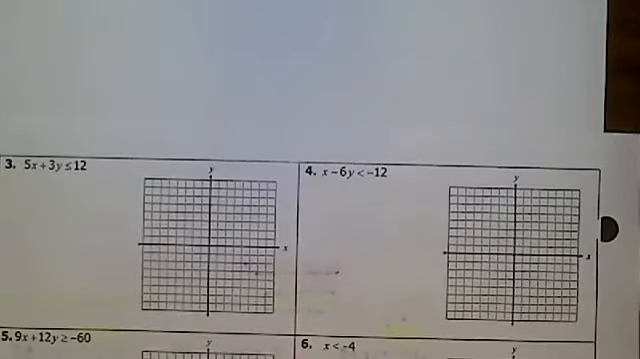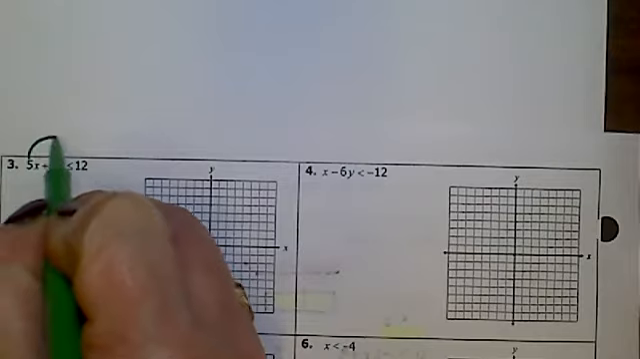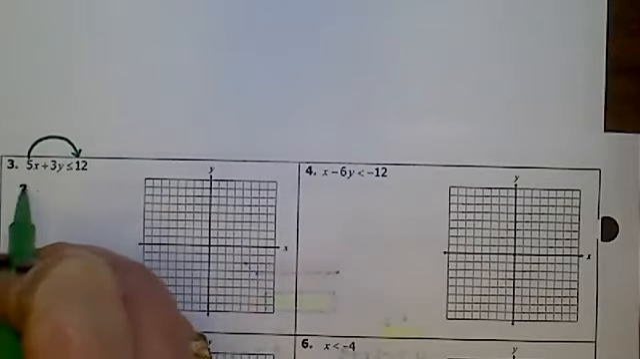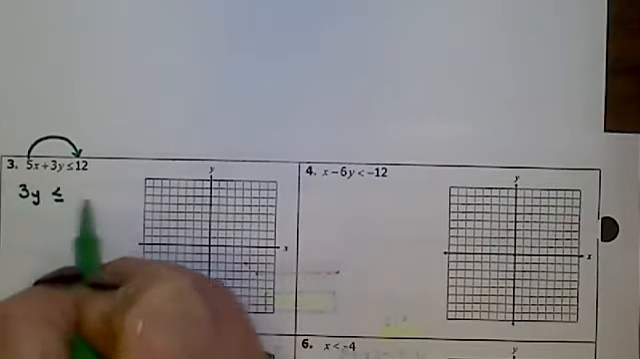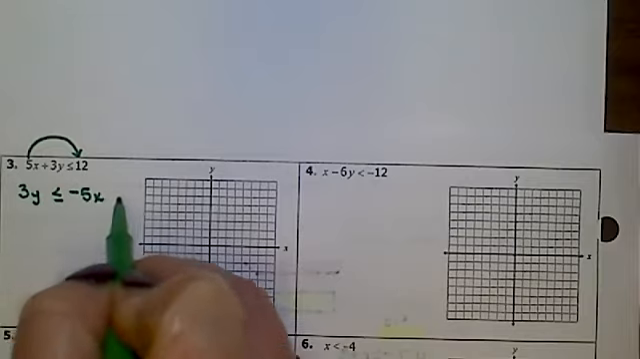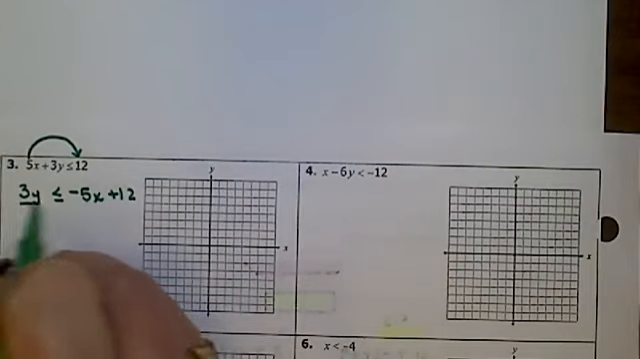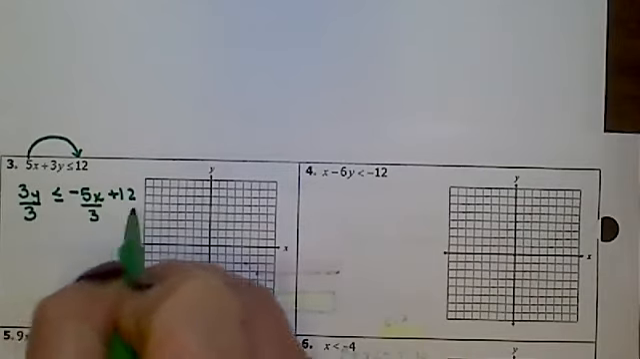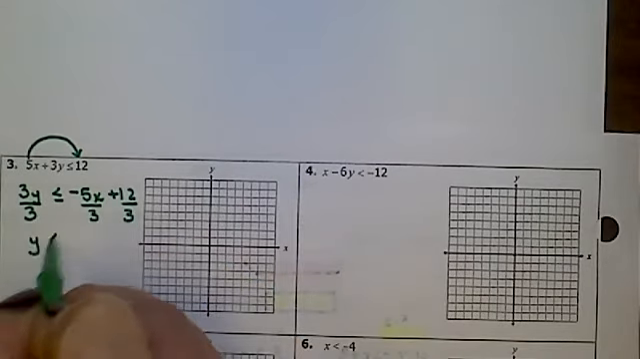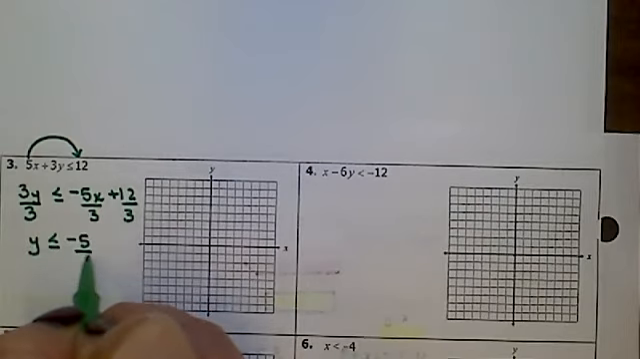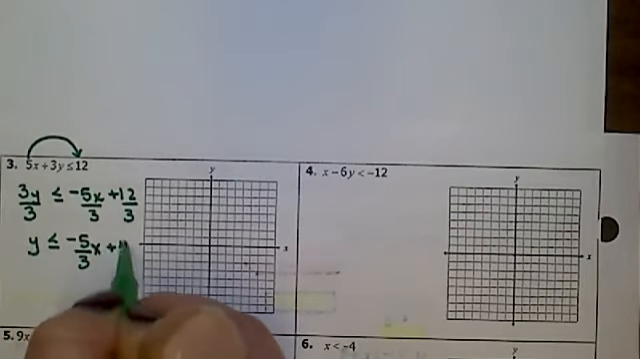Okay, going to the back side, the very first thing you want to do is to get it into slope-intercept form. So we're going to move the x. So we'll have 3y is less than or equal to negative 5x plus 12. Remember, put the x in front. Divide by the positive 3. So we have less than or equal to negative 5/3 x plus 4.